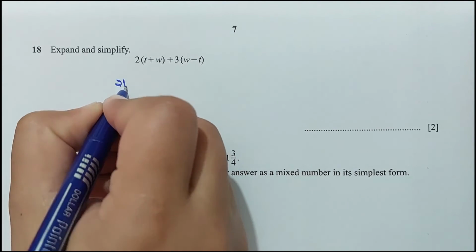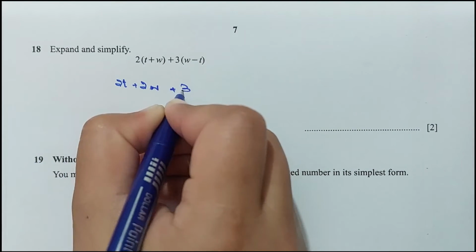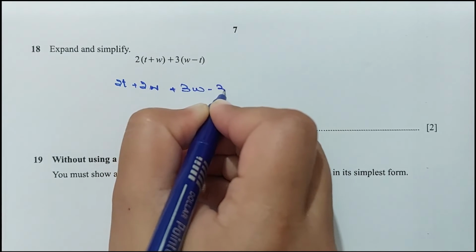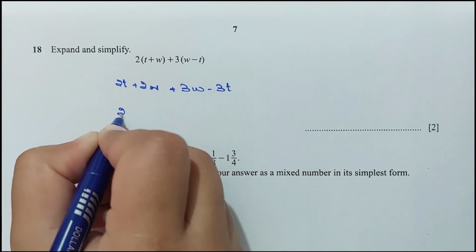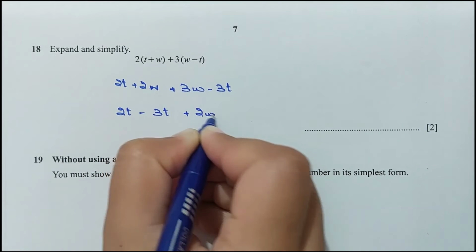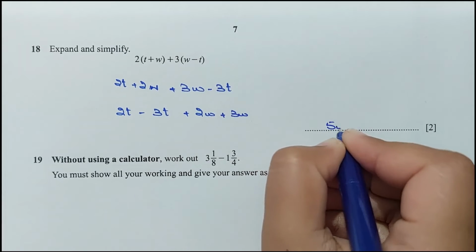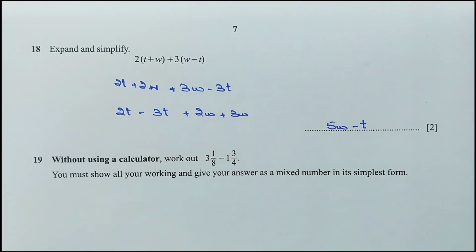So it is 2t plus 2w plus 3w minus 3t, right? 2t minus 3t plus 2w plus 3w. So this is going to be 5w minus t, right?